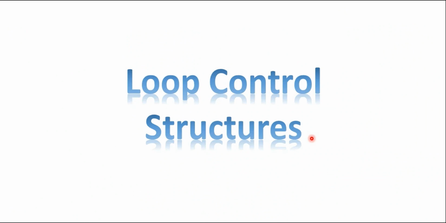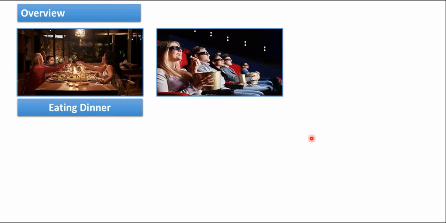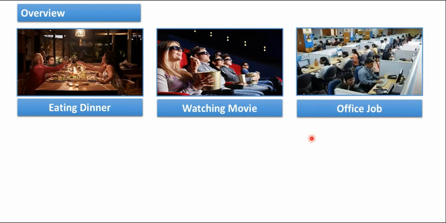Hello and welcome back to this course. In this session, we are going to discuss the loop control structures. So let's start. As you know, almost always if something is worth doing, it's worth doing more than once. You can probably think of several examples of this from real life, such as eating a good dinner, watching movies, an office job. So these kinds of tasks are done repeatedly.